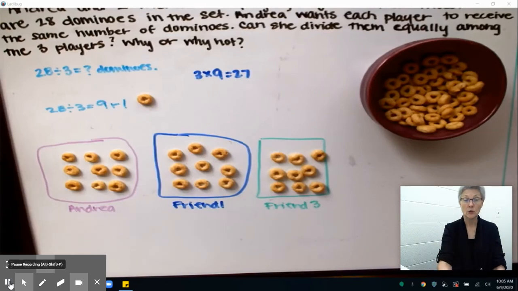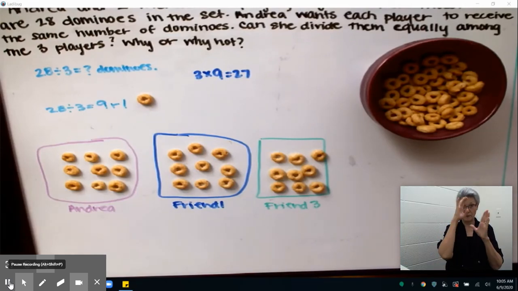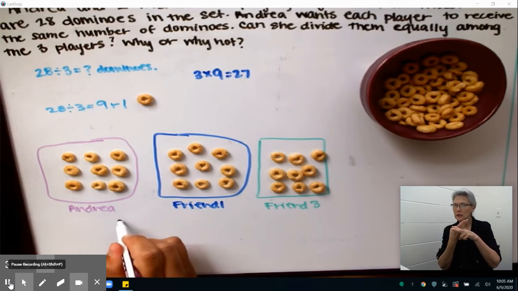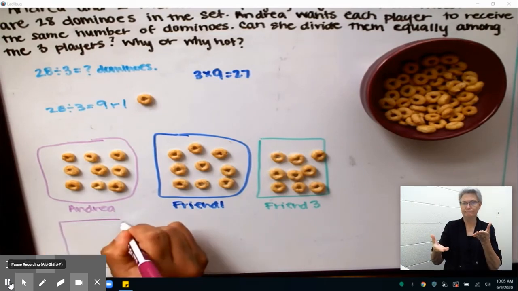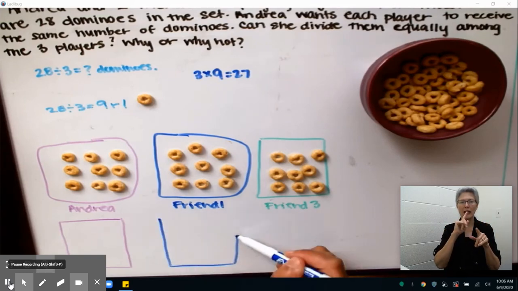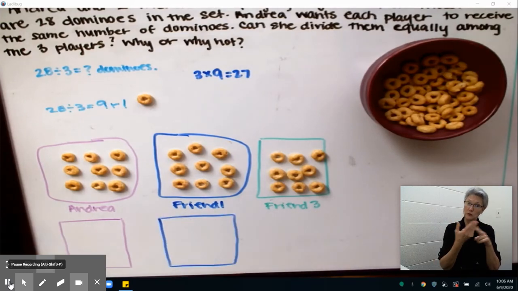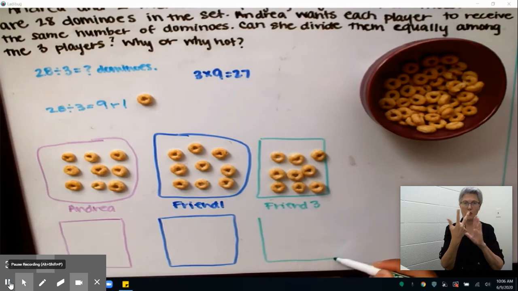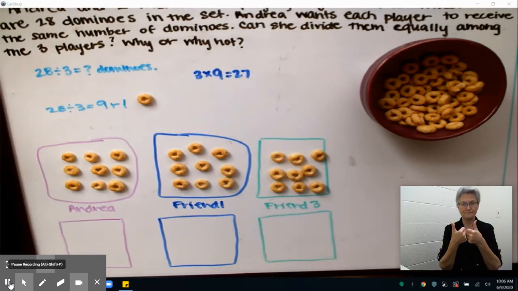You could also have just drawn a picture instead of using manipulatives to find your answer. If we do that, we'd use a similar process where we make 3 different boxes to represent the 3 different friends that are playing dominoes. Then I'll add an X or a check to the groups one at a time until I get to 28.